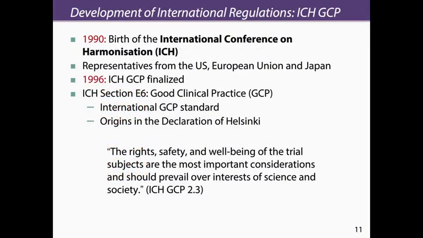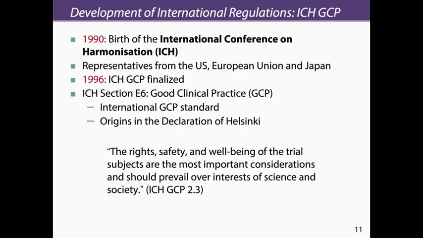In this course, we focus on ICH-GCP. This is the International Conference on Harmonization, Good Clinical Practice. In 1990, the International Conference on Harmonization, ICH, which included representatives of the US, European Union, and Japan, met in Belgium to try to develop a set of regulations or guidelines which would govern international clinical vaccine trials. The ICH guidelines have their origins in the Declaration of Helsinki, as evidenced by Section 2.3 of ICH-GCP, which actually closely mirrors the wording of the Declaration of Helsinki.